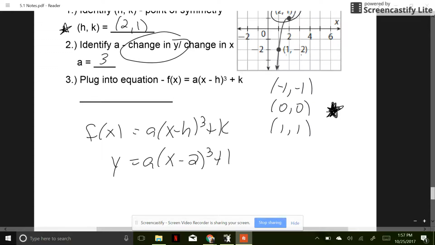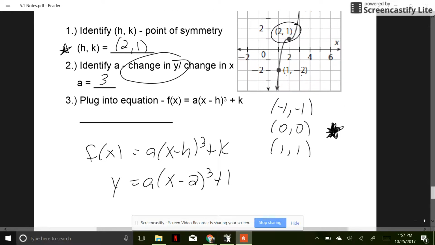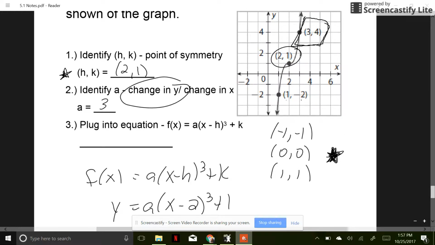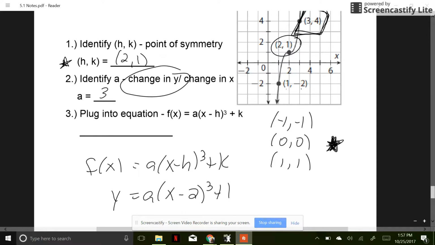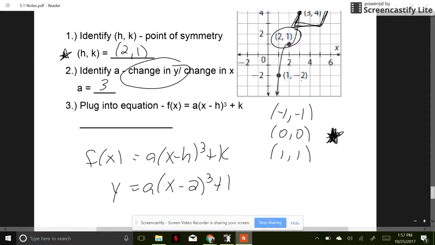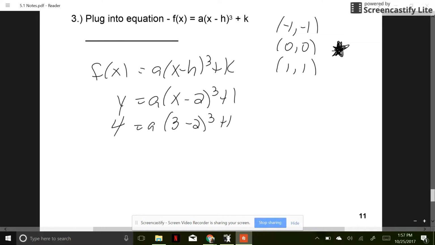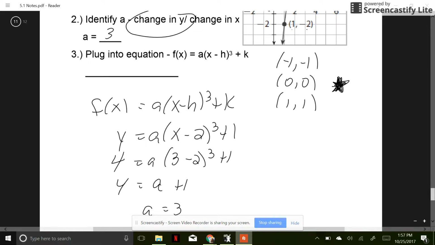Once you have this just based on that point of symmetry, that original (0, 0) point, you can pick one of the other points. So I picked (3, 4). If you plug those values into the equation, you should be able to solve for a from here. So I'll plug in 4 for y: 4 = a(3 - 2)^3 + 1. 3 minus 2 is 1, 1 cubed is 1, so this is just a plus 1. Solving for a, we subtract 1, a is 3. So that's a different way to find that value of a.